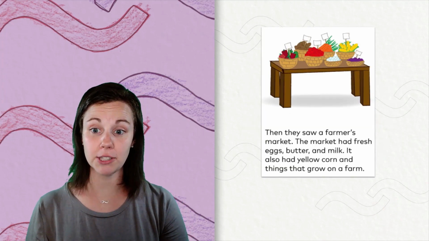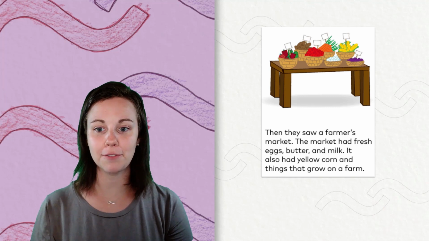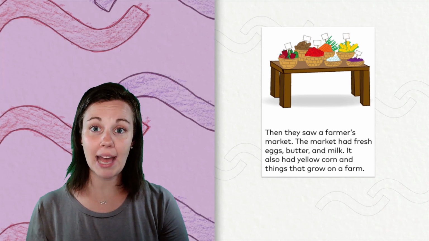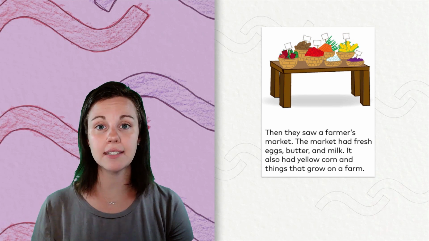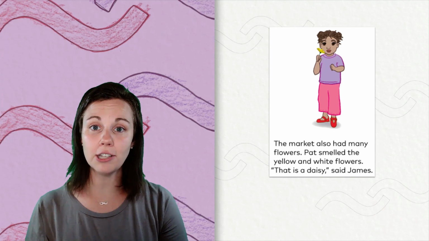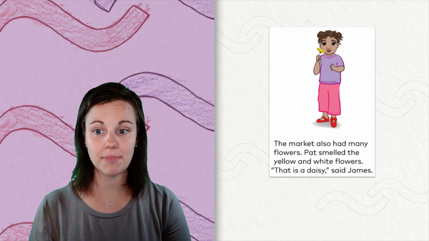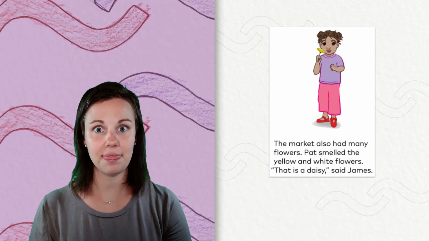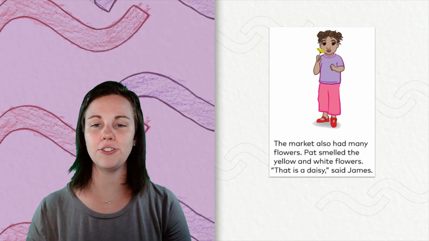Then they saw a farmer's market. The market had fresh eggs, butter, and milk. It also had yellow corn and things that grow on a farm. The market also had many flowers. Pat smelled the yellow and white flowers. That is a daisy, said James.